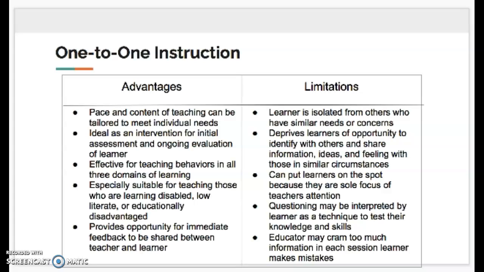Limitations of one-on-one instruction: the learner is isolated from others who have similar needs or concerns. It deprives learners of the opportunity to identify with others and share information, ideas, and feelings with those in similar circumstances. It can put learners on the spot because they are so focused on the teacher's attention. Questions may be interpreted by the learner as a technique to test their knowledge and skills. An educator may cram too much information into each session, and the learner makes mistakes.